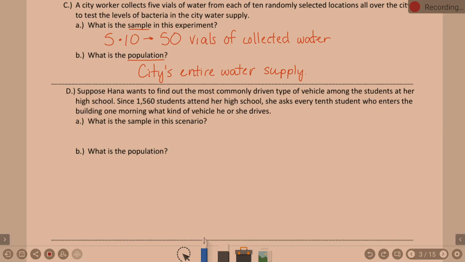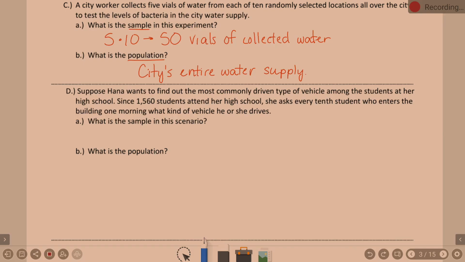Okay, let's talk about Hannah. Suppose Hannah wants to find out the most commonly driven type of vehicle among the students at her high school. Since 1,560 students attend her high school, she asks every 10th student who enters the building one morning what kind of vehicle he or she drives. What is the sample in this scenario, and what is the population?